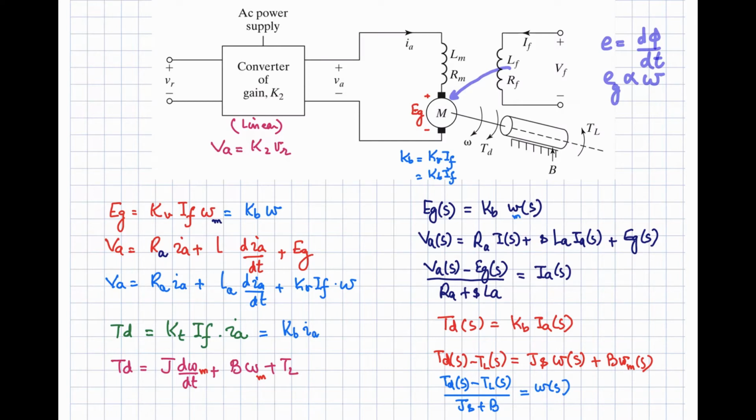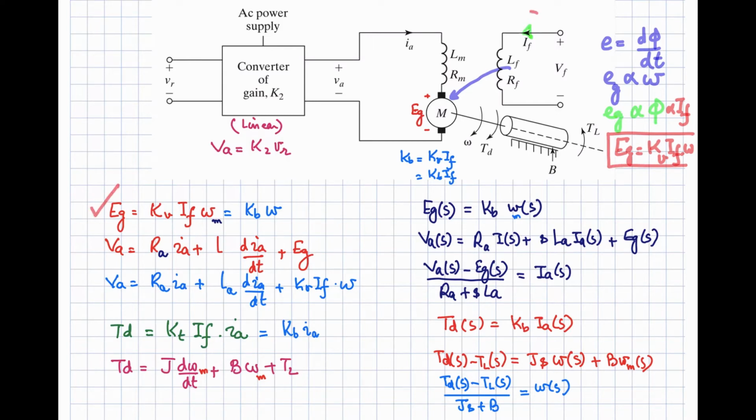And the second thing that controls the induced EMF is the magnitude of the flux. And the magnitude of the flux depends upon the current in this field winding. So we can write that it is proportional to IF. So if this IF is kept constant, then the induced EMF depends upon the speed, right? So we can say that Eg is equal to some constant kV into IF into speed. So that you can see in this equation.